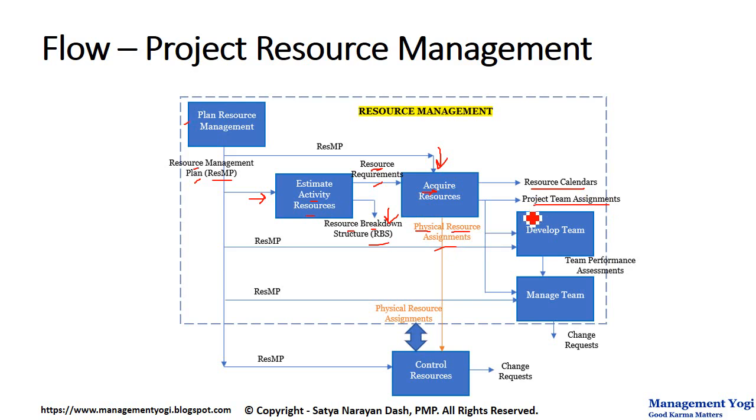Next, you take the project team assignments, this one particularly, and you move to the next process of develop team. Now in develop team, you have also the resource management plan acting as an input, as you can see. Now in develop team, actually we are doing our development for your team members. Train them, motivate them, guide them, and as you do that, the key output here is the team performance assessments. And here we decide to give the recognition and rewards to the team members.